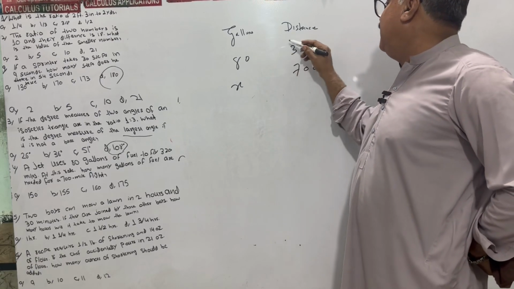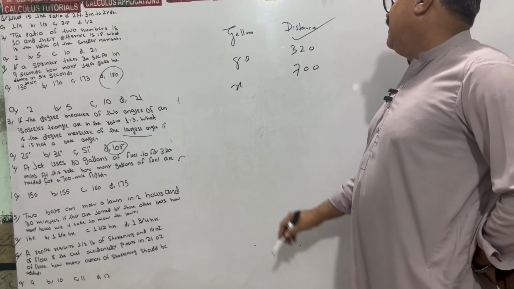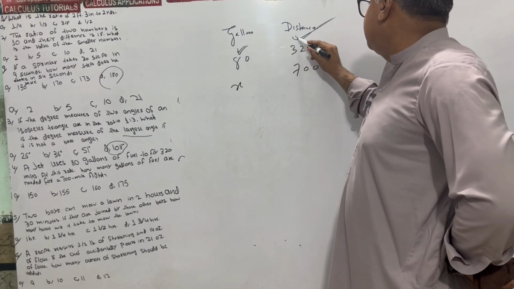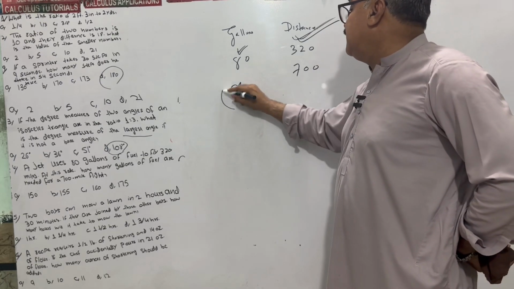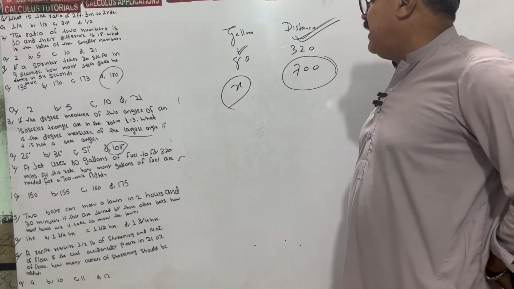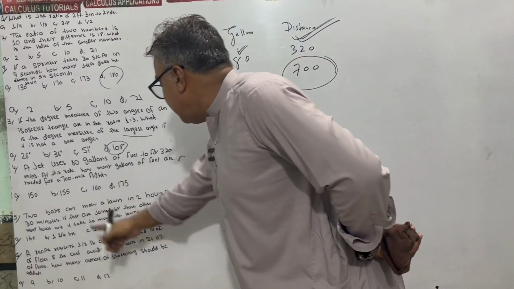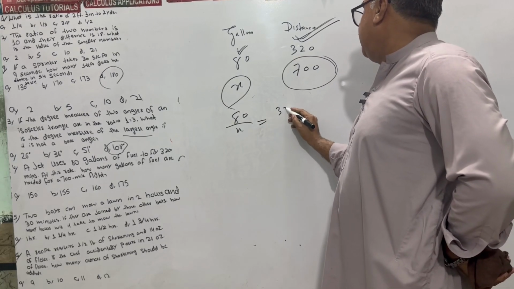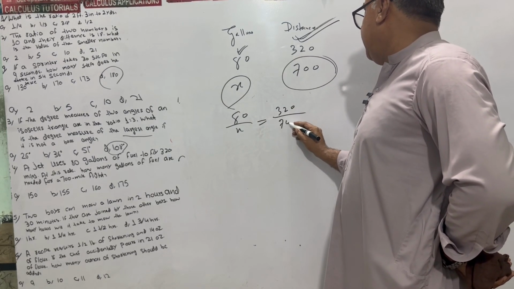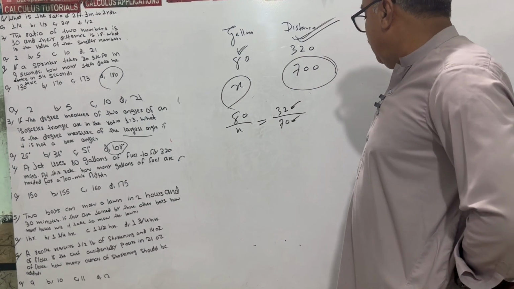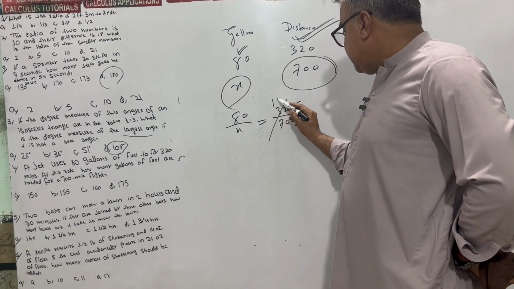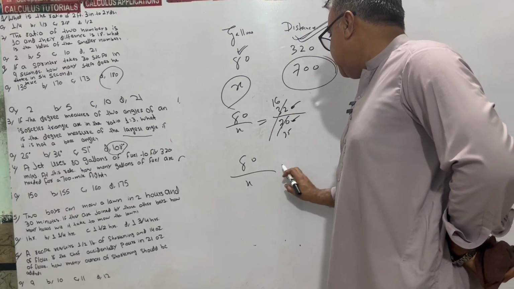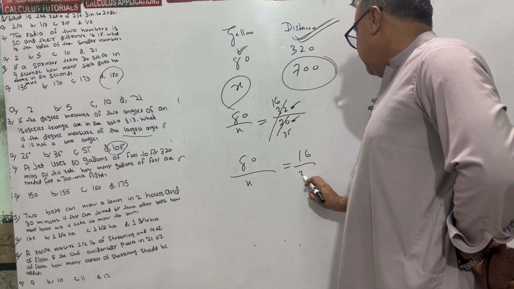For 80 gallons, the jet covers 320 miles. How many gallons are required for a journey of 700 miles? Okay, cool. It's a direct ratio. 80 over x is equal to 320 divided by 700. The zeros cancel out. One can apply the table of 2, 16 times and 35 times. So we write 80 over x is equal to 16 over 35.